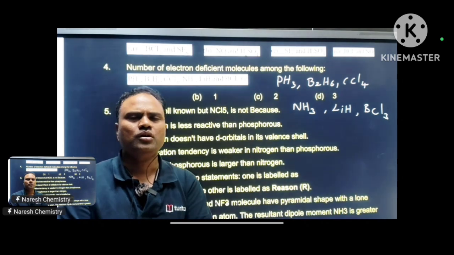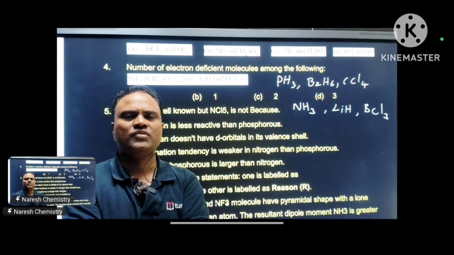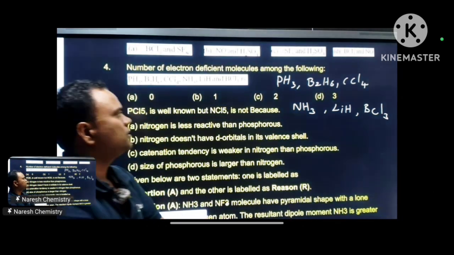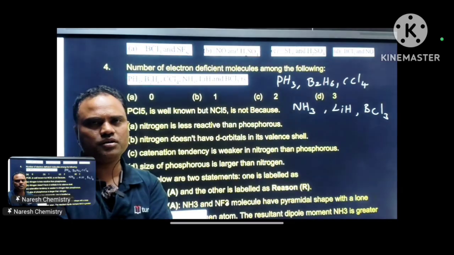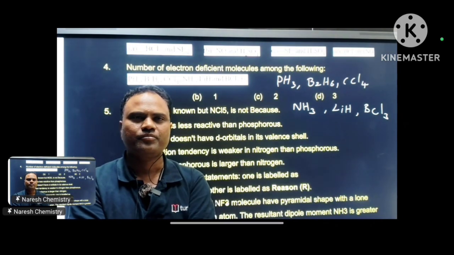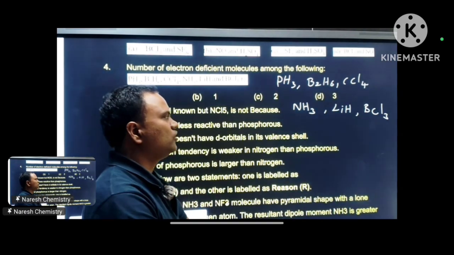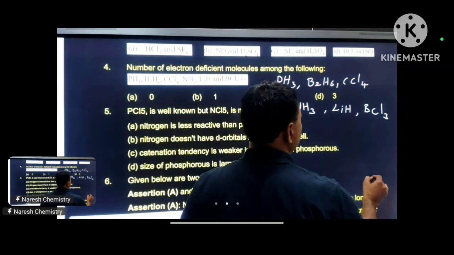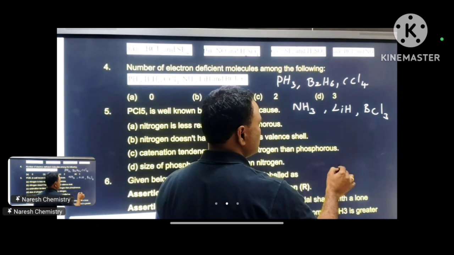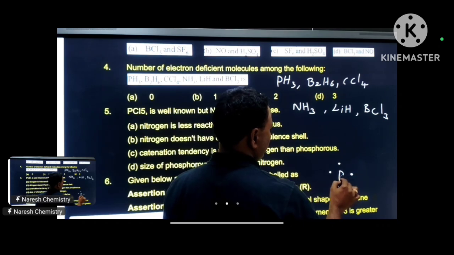PH3. How to find the number of electrons around the central atom? I've given this already; we completed this topic. Let us find the number of electrons around phosphorus. Phosphorus belongs to which group, girls? Fifth group. So do one thing: write phosphorus and keep 5 electrons. 1, 2, 3, 4, 5.